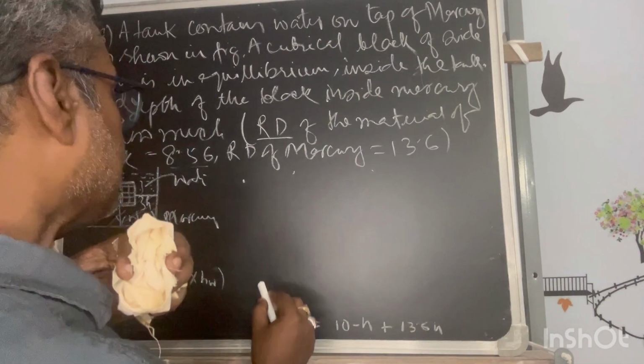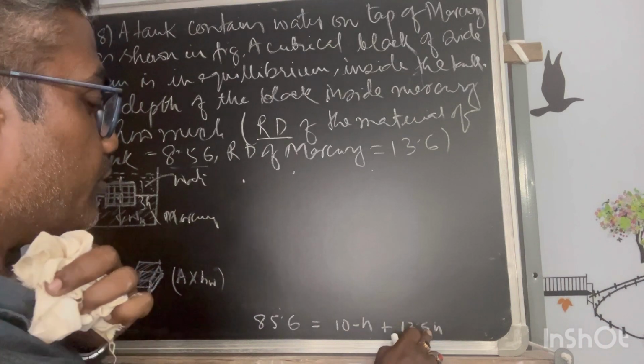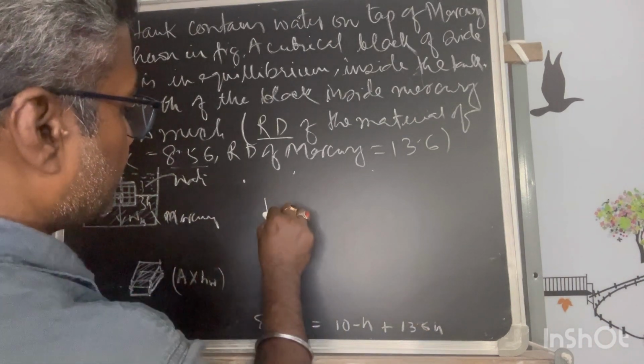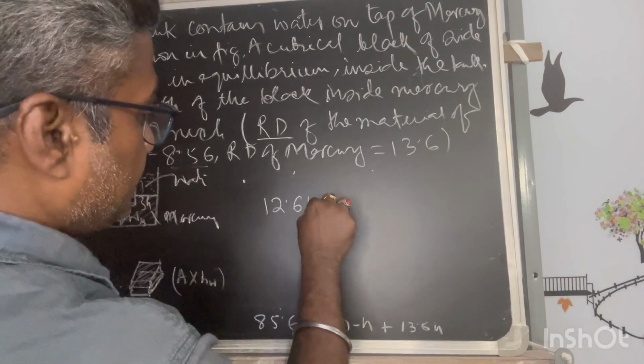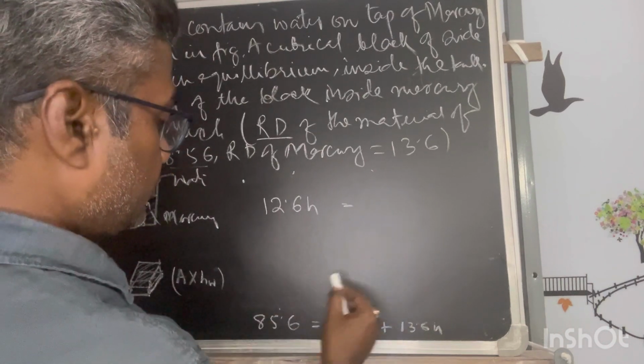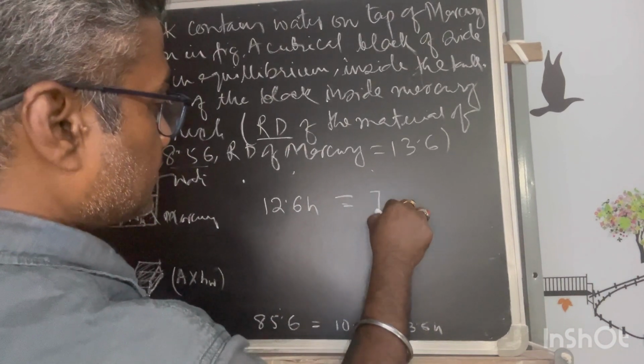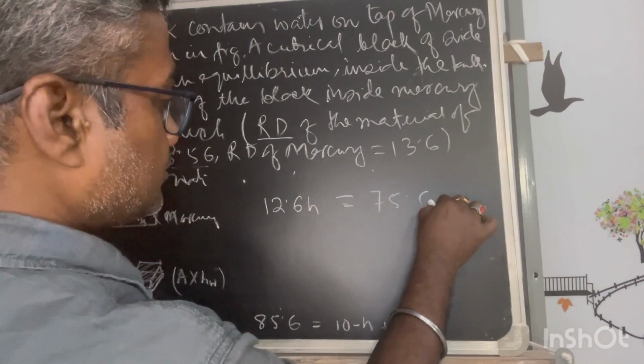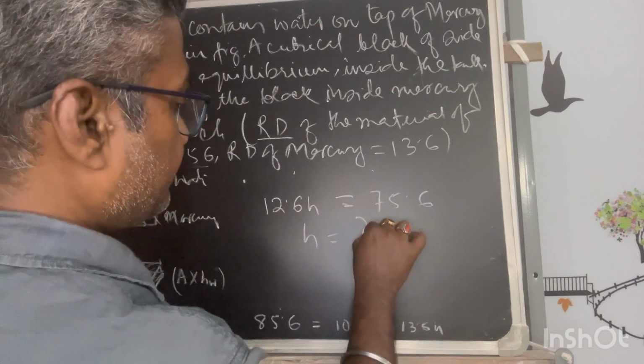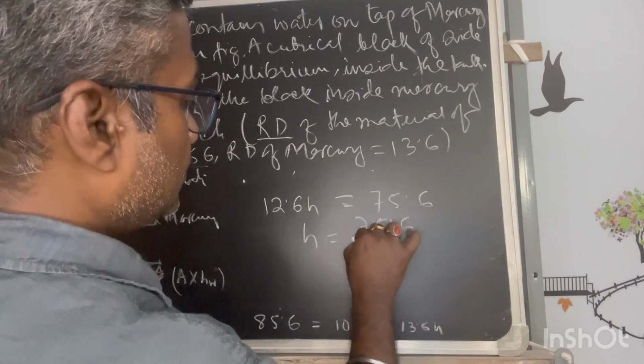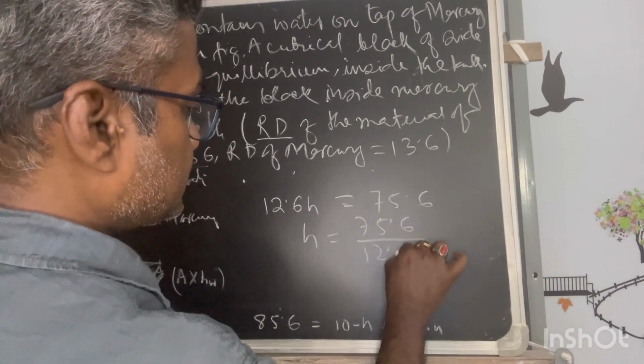So what will remain? 12.6 h, and 10 will go that side. It will give 75.6. So H is equal to 75.6 divided by 12.6.